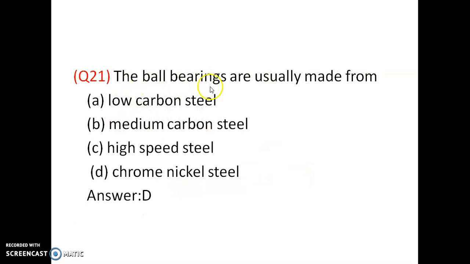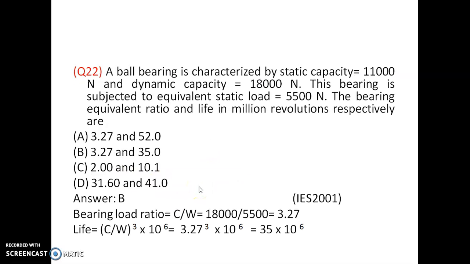The next question: the ball bearings are usually made from, options: low carbon steel, medium carbon steel, high speed steel, chrome nickel steel. They are made from chrome nickel steel. Option is D. Next question: what is asked is life in million revolutions.